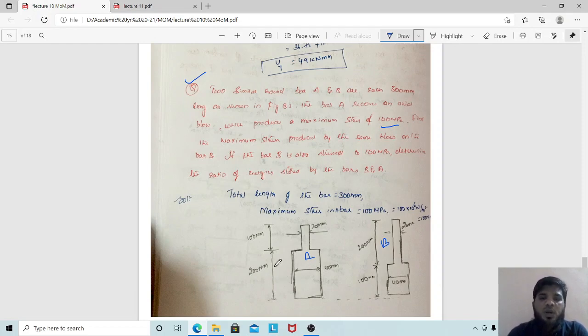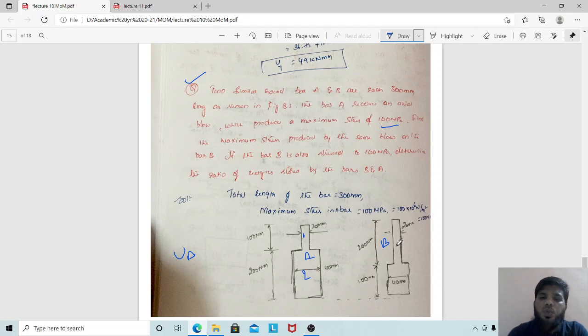So first you have to calculate the total strain energy of the varying section, UA. How to calculate this UA? It is nothing but UA1 plus UA2, because this is my section 1, this is my section 2, because the area is varying. So UA total is equal to UA1 plus UA2.